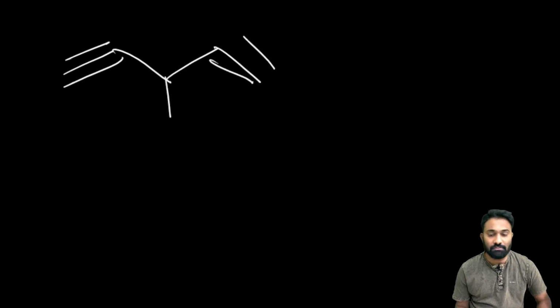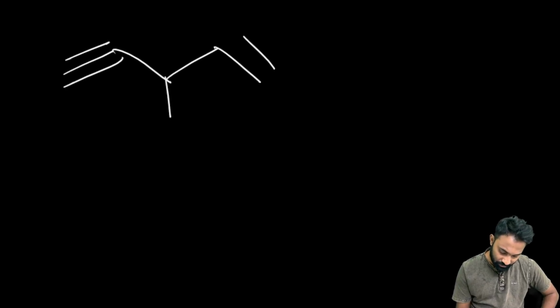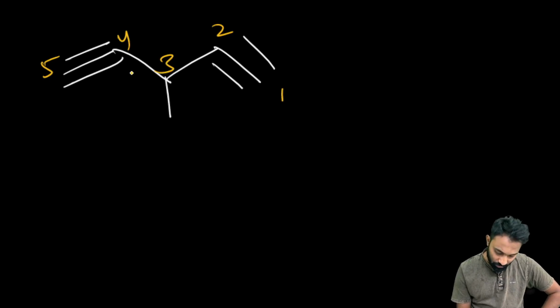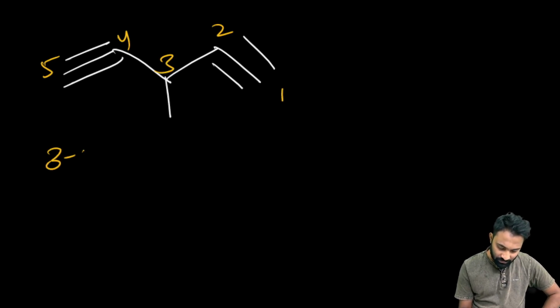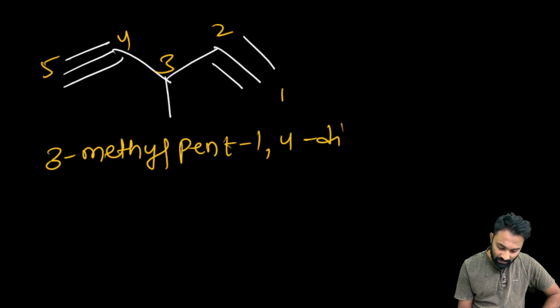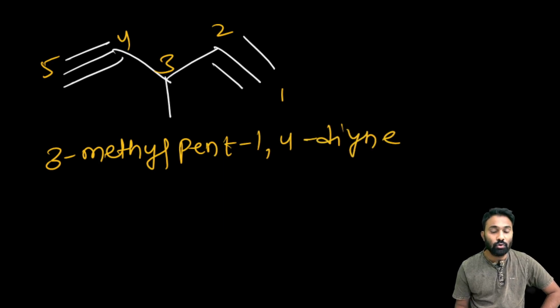Clear? Next, if the triple bond is given and one substituent is given, then how do you give the numbering? You can give the numbering from either side, because in both cases the numbering is the same. So at the third position we are having a substituent. Which substituent? 3 methyl pent-1,4-diyne, because we have 2 triple bonds. Done.